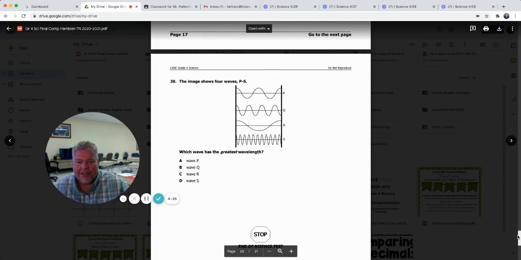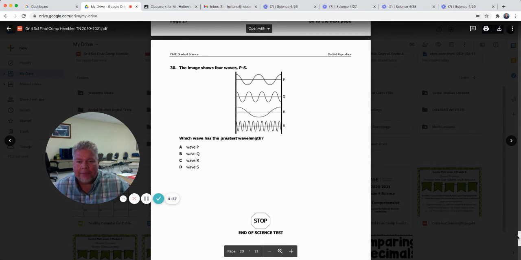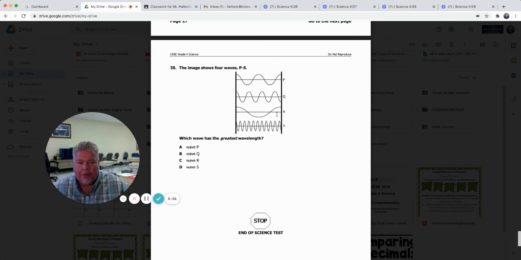30, this image shows four waves, P through S. All right, so look at P, Q, R, S. They have different qualities, don't they? Which wave has the greatest wavelengths? I think they're all pretty great. That's a weird way to ask this. So greatest means biggest in this question. Biggest wavelengths. And a wavelength is from crest to crest.